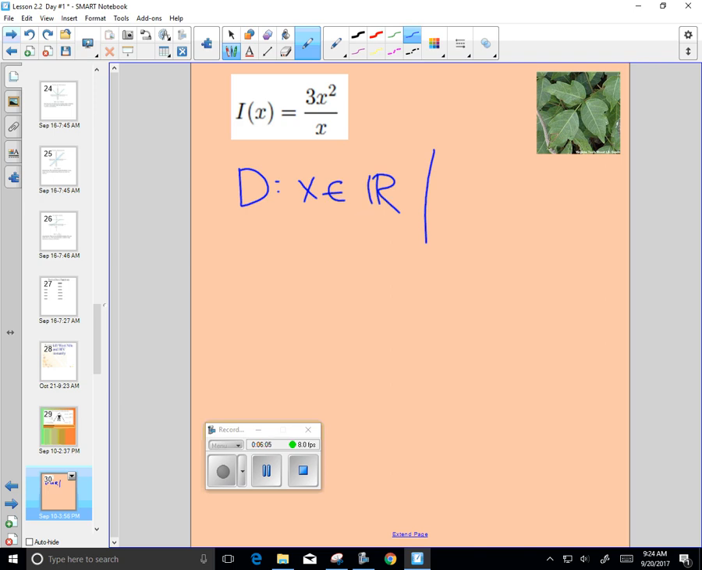Because if you put a 0 in, it's going to be undefined. You could say, well, wait a minute, can't I just say it's 3x times x over x and cancel those out? Yeah, you can. But the problem with that is when I put it into the original function, it's still going to be undefined. So we would say the domain of this is all reals except 0.